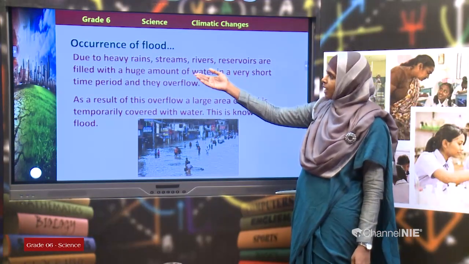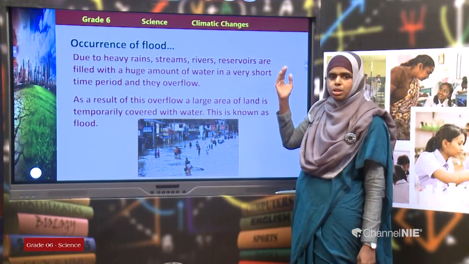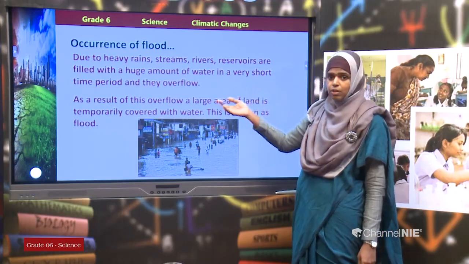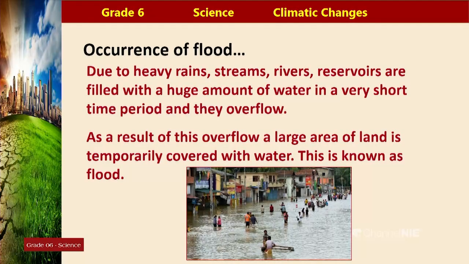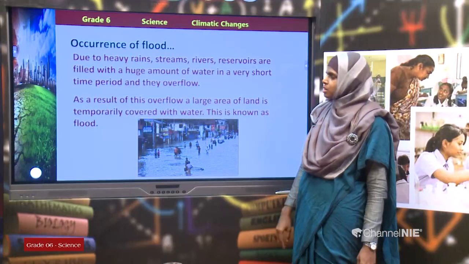So, what causes a flood? Due to heavy rains, what would happen? The rivers, the streams, reservoirs are filled with huge amount of water. Whenever there is heavy rain, all the water would flow into these streams, rivers and reservoirs. So, these get filled within a very short time period. So, the incoming water would be more than the capacity of water that they can hold, and therefore, these rivers, streams, reservoirs, they overflow, because within a short time there will be lot of water flowing into these children.